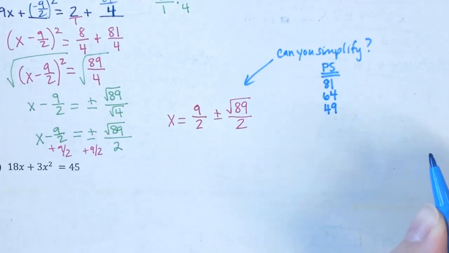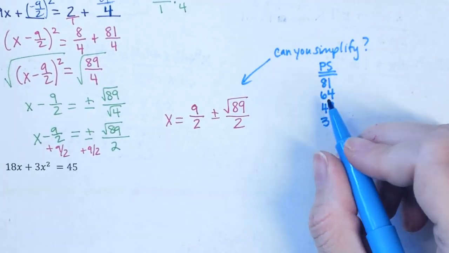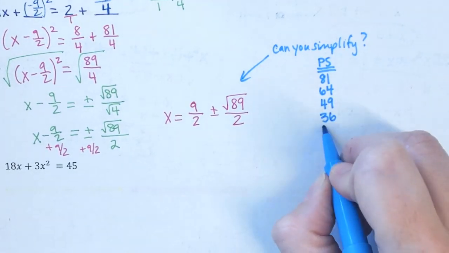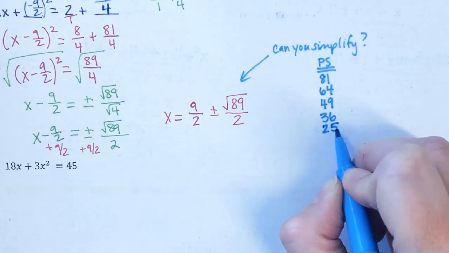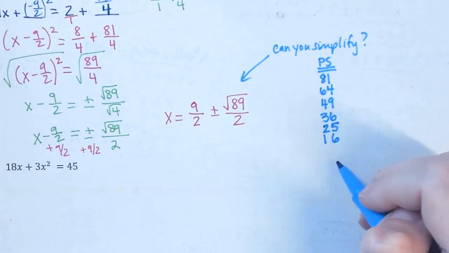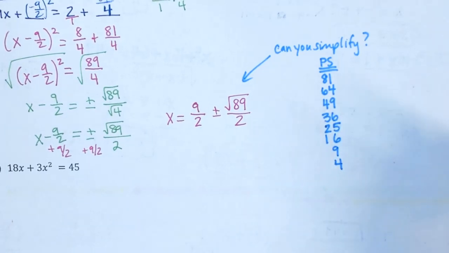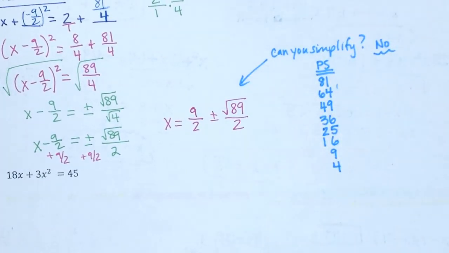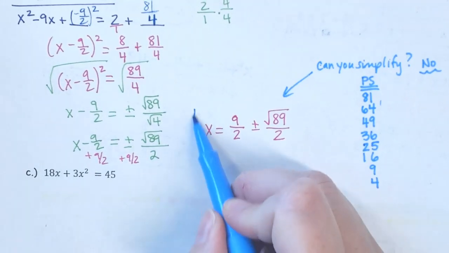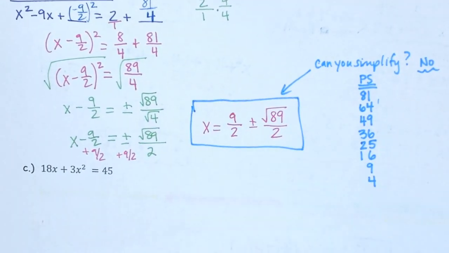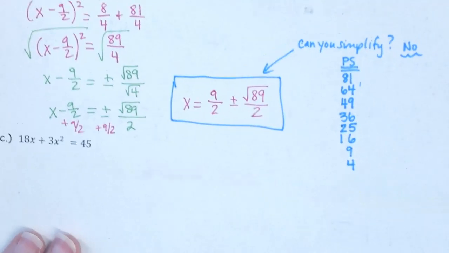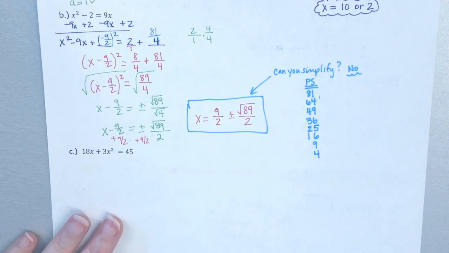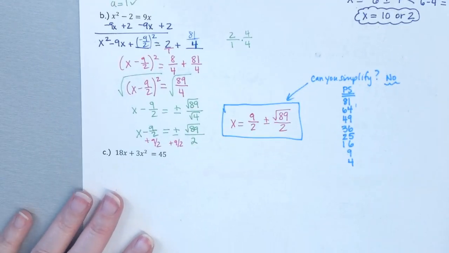7 squared. Because 49 times 2 is 98, not 89. 36. 25. 16. 9. 4. Okay, so then no. If you checked all those perfect squares that go up to the number and you can't simplify it, this is your final answer. Okay, but make sure that you are checking. You can also factor tree and do it that way.